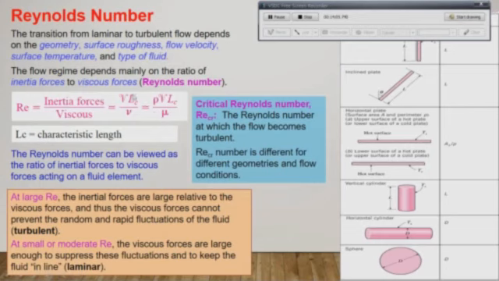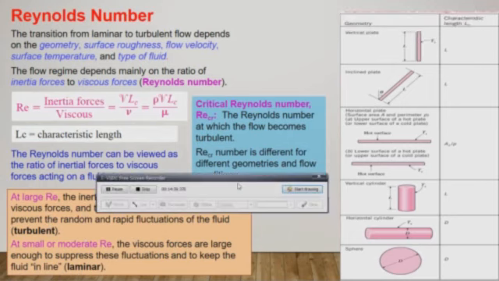How to determine whether it is laminar or turbulent? Normally we have a critical Reynolds number, but take note we have internal and external flow. So the critical Reynolds number for internal and external are different, so we need to be careful with that. Normally laminar occurs at lower Reynolds number, and then turbulent occurs at higher Reynolds number.